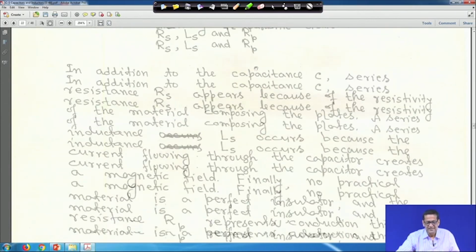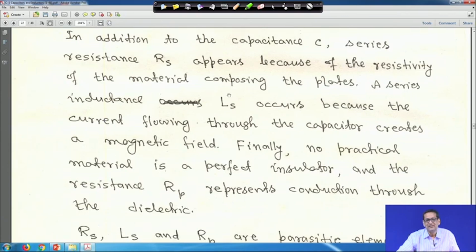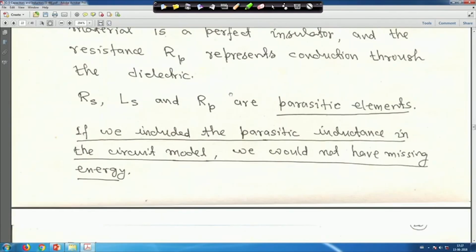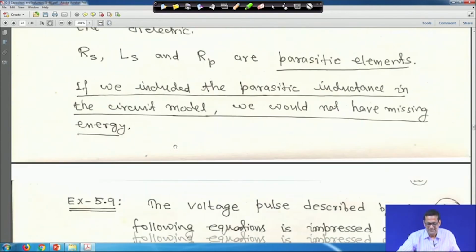Now, all this write-up is here, whatever I told, right. So, whatever I said, it is okay, but you just go through it. I am moving a little bit slowly. So, Rs, L, Rp are the parasitic elements. If we include the parasitic inductance in the circuit model, we would not have that missing 50% energy, but we have not. This example I have intentionally taken to give you a flavor of why that energy has gone.